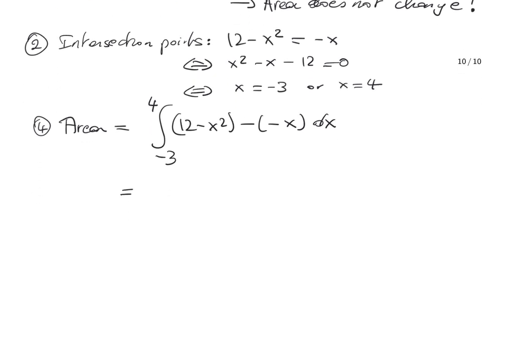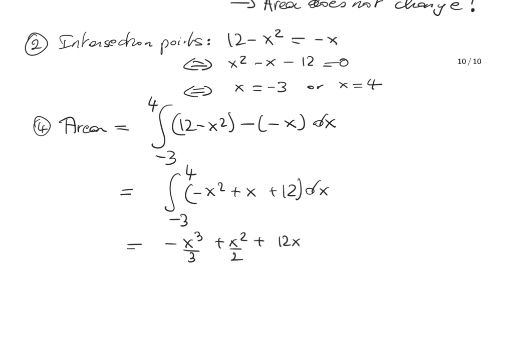Now, that is again an easy integral. Let's simplify things just a little bit. Minus x squared plus x plus 12 dx is equal to minus x to the power 3 over 3 plus x squared over 2 plus 12x, all of that between minus 3 and plus 4. And if you substitute these values and you simplify, it's a little bit of arithmetic, you'll find the value of 343 divided by 6. Now that finishes our problem.